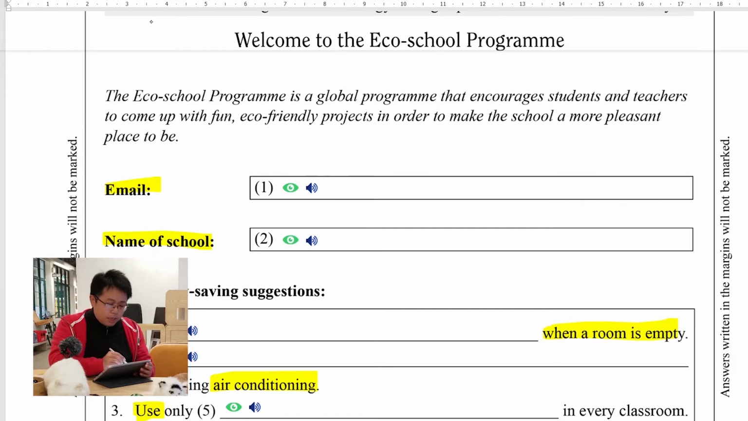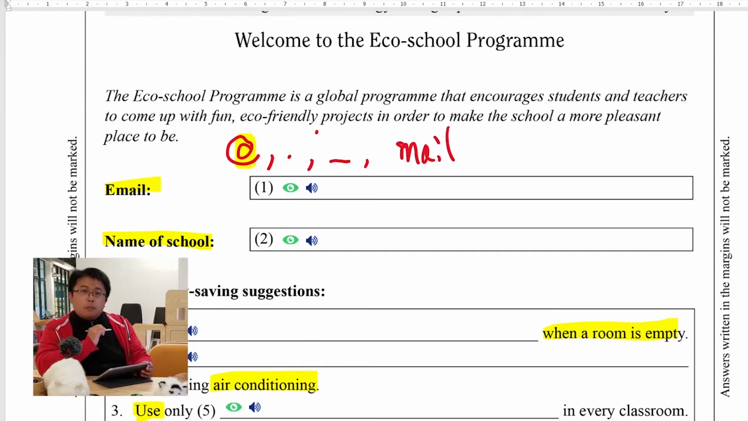For example, you may hear something like at, dot, or maybe underscore, and sometimes mail, M-A-I-L, mail. This is important because you should know how to spell and you should know what they are. And then number 2, name of school. For the school names, there must be capital letters. You must write in capital letters, otherwise it will be wrong.